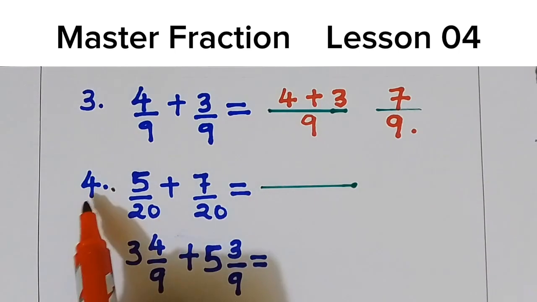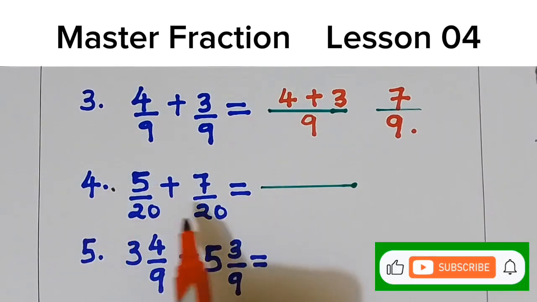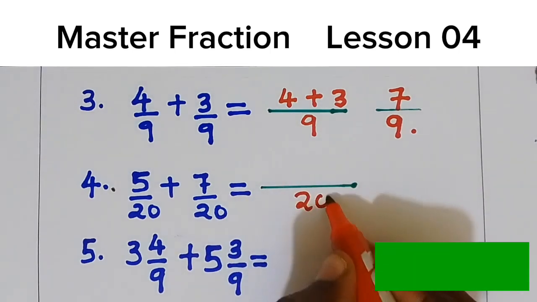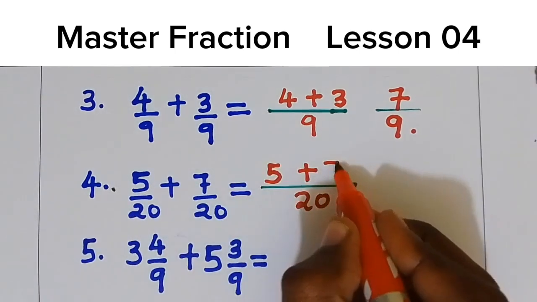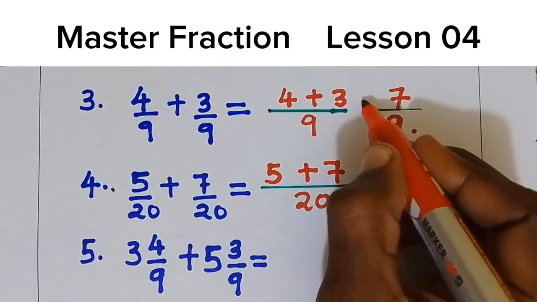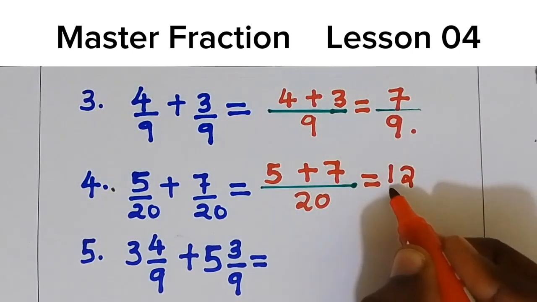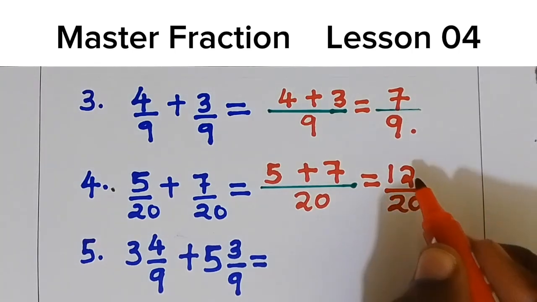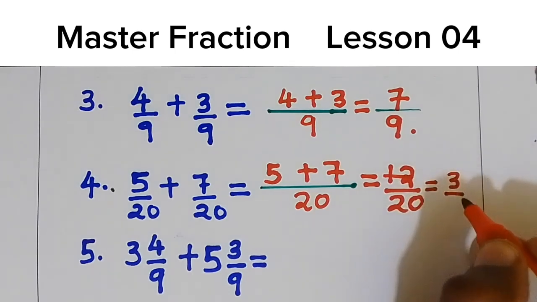Now we are in question number 4. We have 5 over 20 plus 7 over 20. We have the same denominator 20, so the denominator is going to remain the same. And we'll add the numerators, that is 5 plus 7, which is 12 over 20. If we simplify by 4, it is equal to 3 over 5.